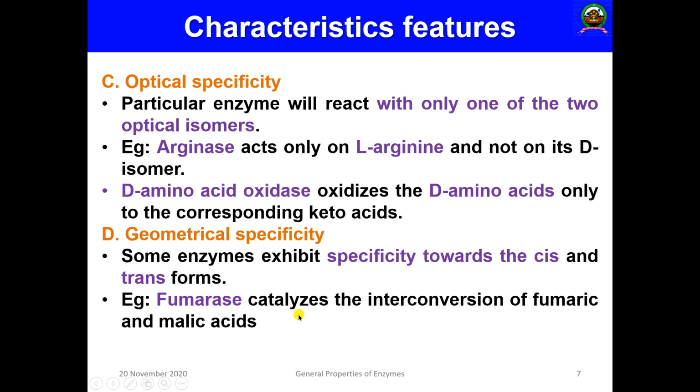Example, fumarase can catalyze the interconversion of fumaric acid and malic acid. Malic acid and fumaric acid are isomeric forms of the compound. One is the cis form, another one is the trans form. So fumarase can catalyze these two reactions. So that is optical specificity.